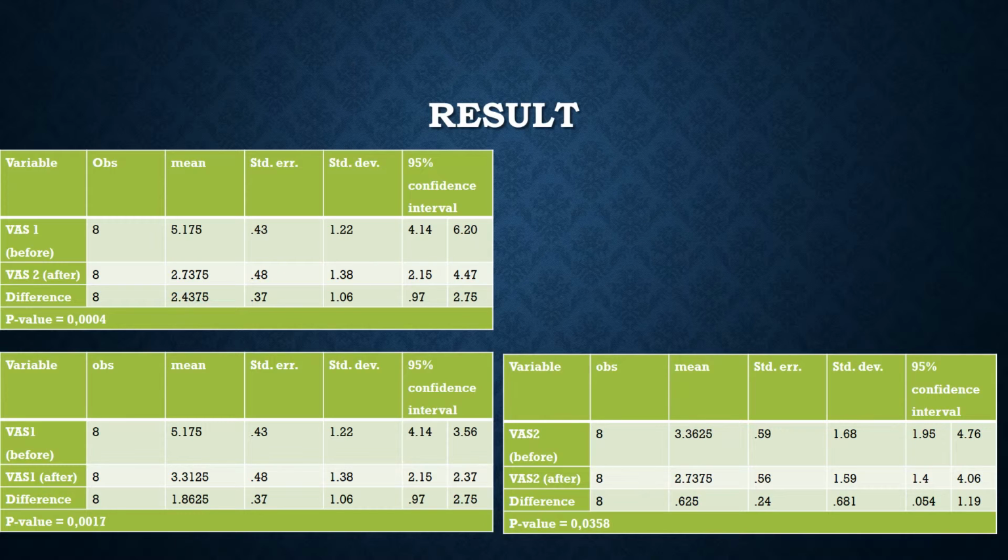The same correlation was found here on the second table in VAS1 before and VAS1 after, with a strong significant p-value of 0.0017 and a mean score difference of 1.8625. On the last table you can see the VAS2 before and the VAS2 after treatment, and it showed a strong significant p-value of 0.0358 with a mean difference of 6.625.